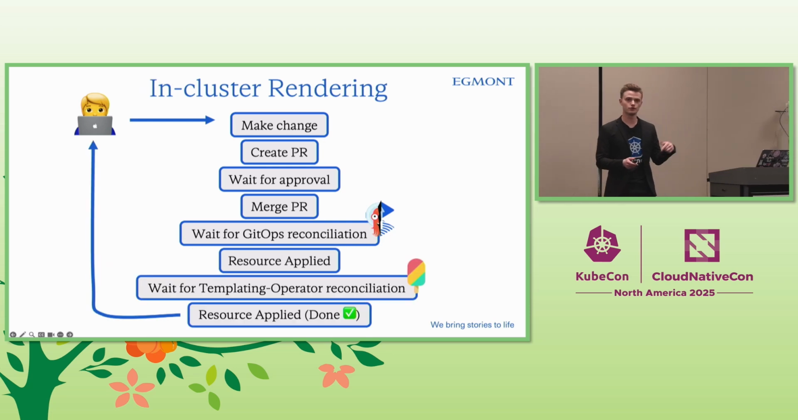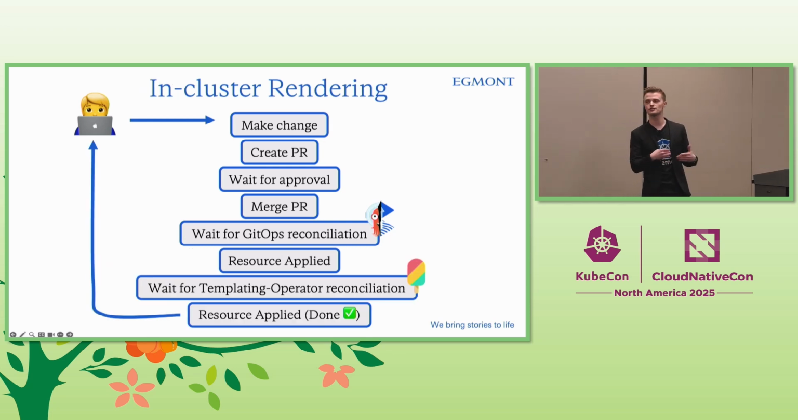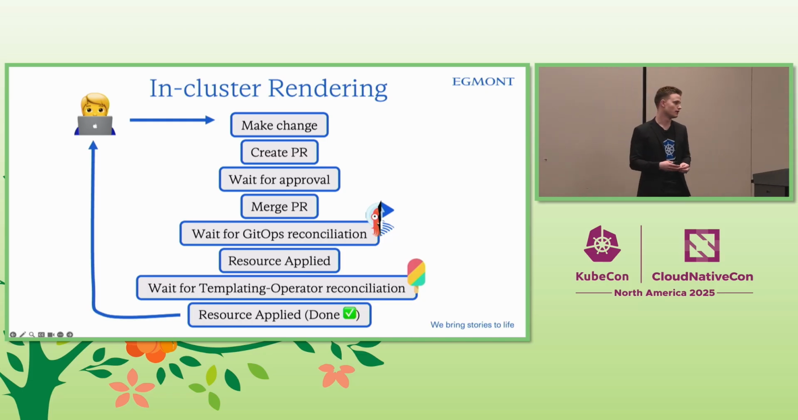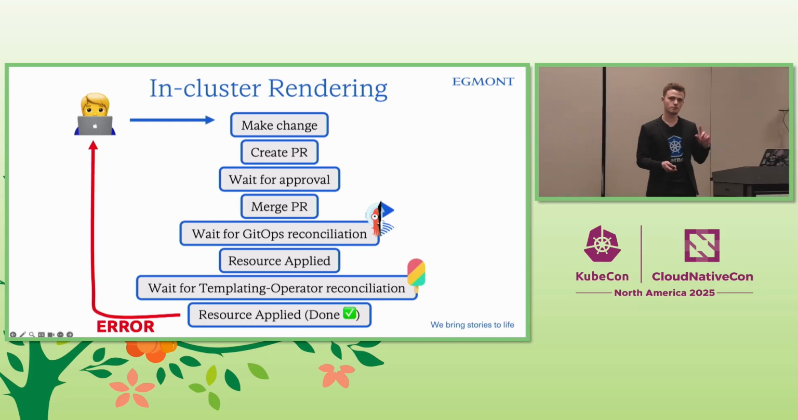In-cluster rendering, you just extend this chain with an extra step where you need to wait for the templating operator to kick in, which again makes this whole process slower. And again, if it fails, you need to repeat and go back and so on.